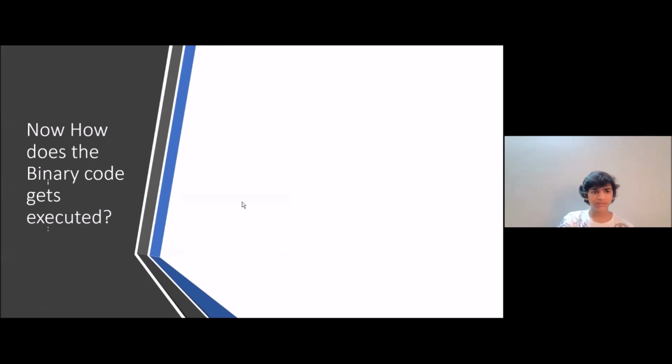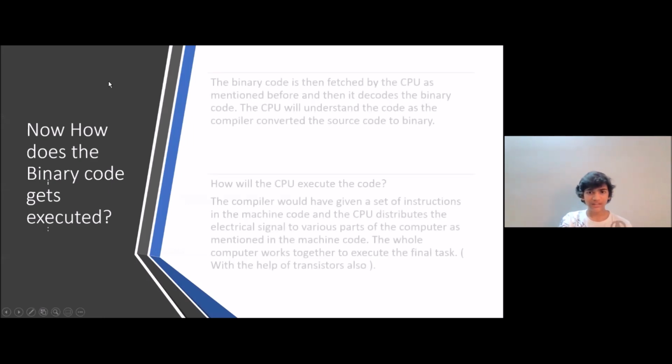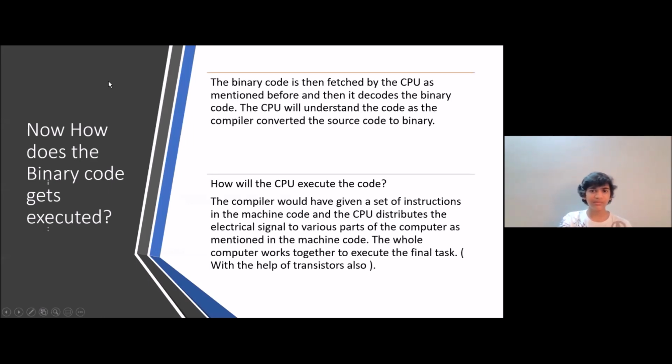Now, how does the binary code get executed? The binary code is then fetched by the CPU, as mentioned before when we discussed the CPU, and then it decodes the binary code. So the fetch, decode, and all those stages which are done by the CPU are now being done again. The compiler gives these instructions to the CPU. It fetches the data, and then it decodes the binary code or the machine code. So the CPU will understand the code as the compiler converted the source code to binary.